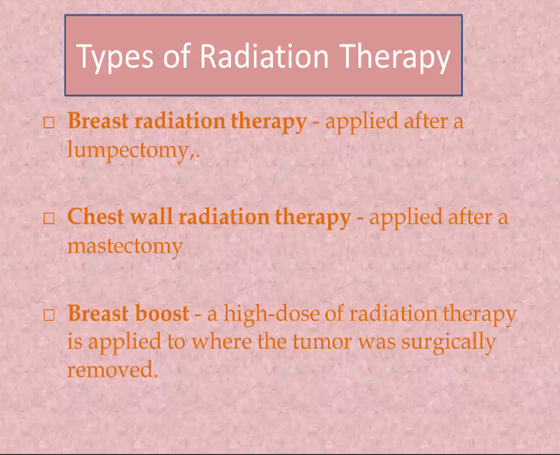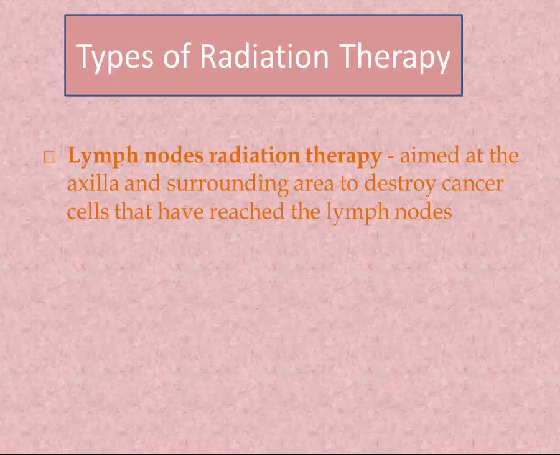Types of radiation therapy. Breast radiation therapy, applied after lumpectomy. Chest wall radiation therapy, applied after a mastectomy. Breast boost, a high dose of radiation therapy is applied to where the tumor was surgically removed. Lymph nodes radiation therapy, aimed at the axilla and surrounding area to destroy cancer cells that have reached the lymph nodes.